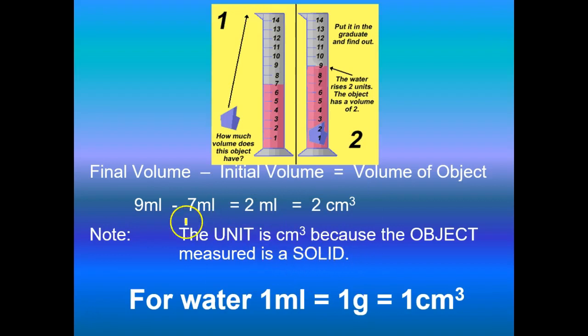And here it is again. 9 minus 7 equals 2 milliliters, which equals 2 centimeters cubed. Since it's a solid object, you have 2 centimeters cubed. If you want to go into nursing, you would have cc's, cubic centimeters. They're the same thing. So if you hear a doctor say, I need 2 cc's of adrenaline, they're talking about 2 milliliters or 2 centimeters cubed. Like I said, because it's a solid, the unit becomes centimeters cubed.